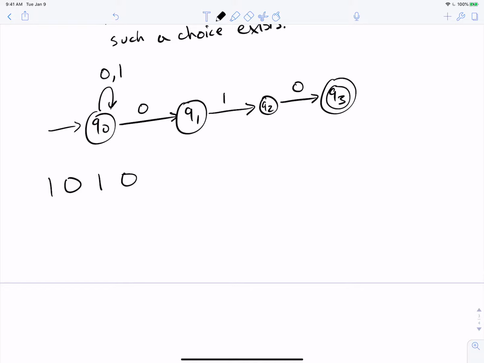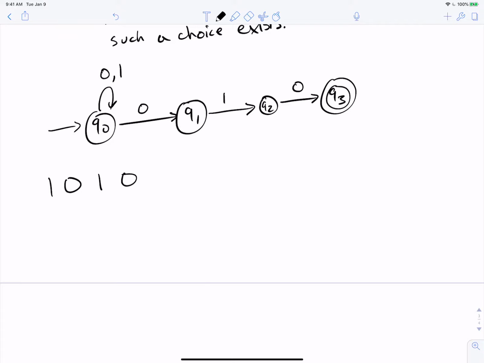For the 0, we have 2 choices. It could either stay in Q0 or it can go over to Q1. Should we take the one that stays in Q0? No, because if we did, then the second 1 that we see must stay in Q0, and then for the last 0, it could be in Q0 or Q1, but then there's no way to accept. So we must take the one going to Q1, and then the only thing we could do is go to Q2 and then Q3.